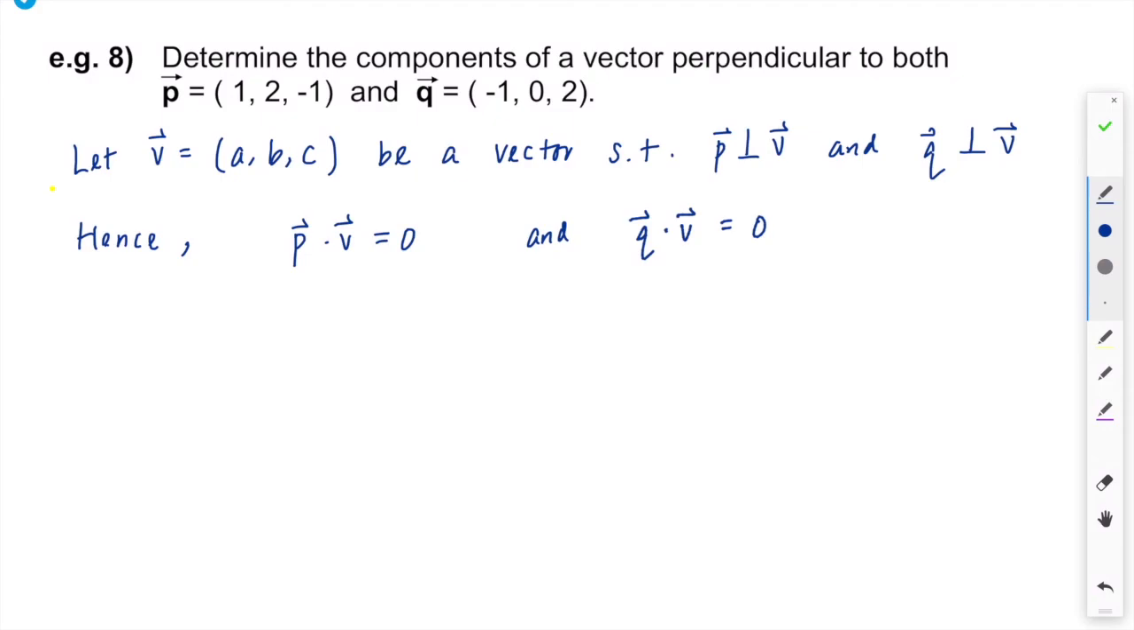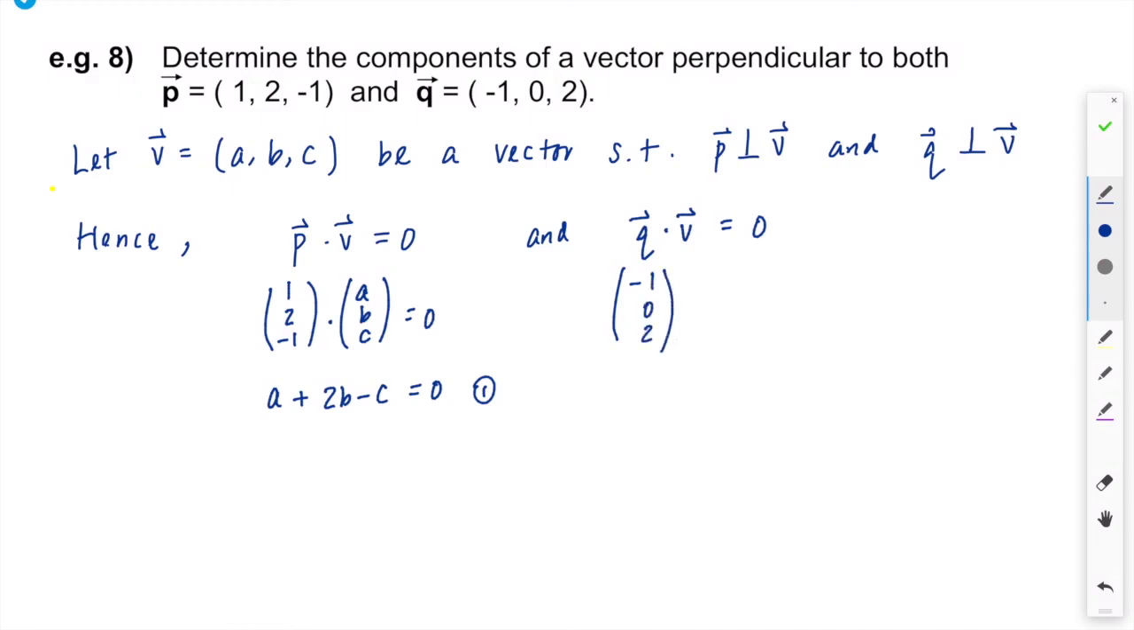Okay? So let's dot the two vectors. I'm going to use column vectors in this case, just for the fun of it. Okay, so here I have A plus 2B minus C equals 0. Let's call this equation 1. Vector Q is negative 1, 0, and 2, dot A, B, C. And so I have negative A plus 0B plus 2C is equal to 0. I can rearrange this slightly and say that A is equal to 2C. Let's call this equation 2.